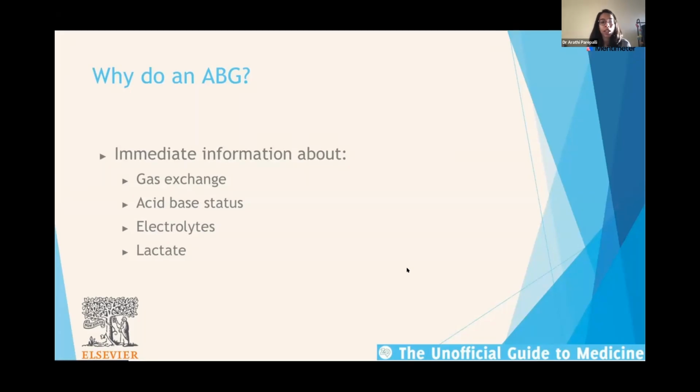Once you've taken your sample, you can run it straight on the ABG machine and you can get these quick values to work with. It's particularly important for gas exchange because if you're taking blood from an artery as opposed to a vein, you'll get quite good information about oxygen levels and CO2 levels. And as a consequence of that, your acid-base status is a little bit more reliable in that sense.